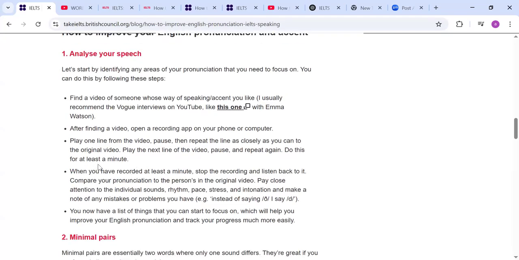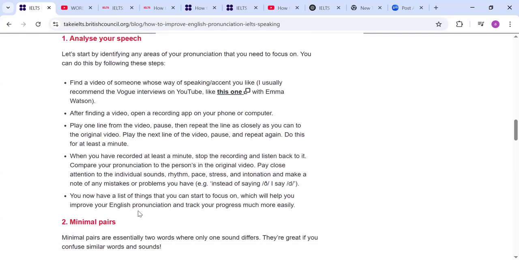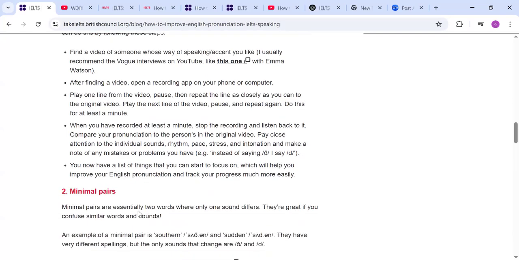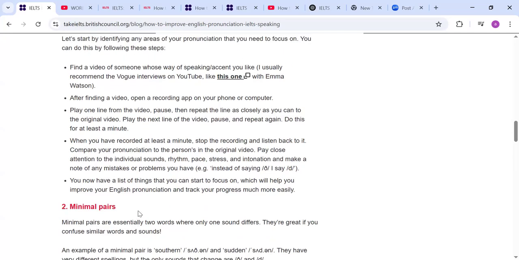Do this for at least 1 minute. When you have recorded for at least a few minutes, stop the recording and listen back to it. Compare your pronunciation to the person in the original video. Pay close attention to the individual sounds, rhythm, pace, stress, and intonation, and make a note of mistakes or problems you have. Have a list of things you can start to focus on, which will help you improve your English pronunciation and track your progress.